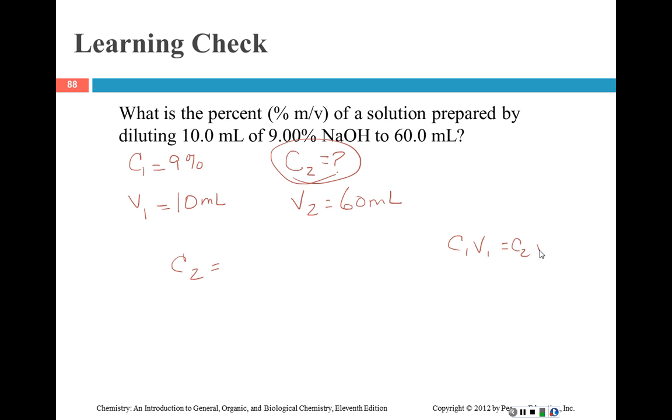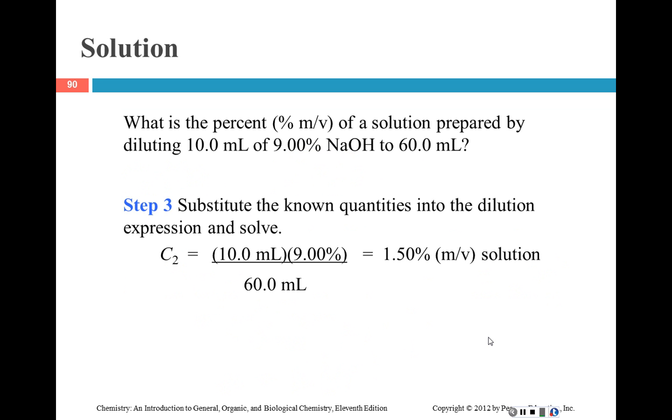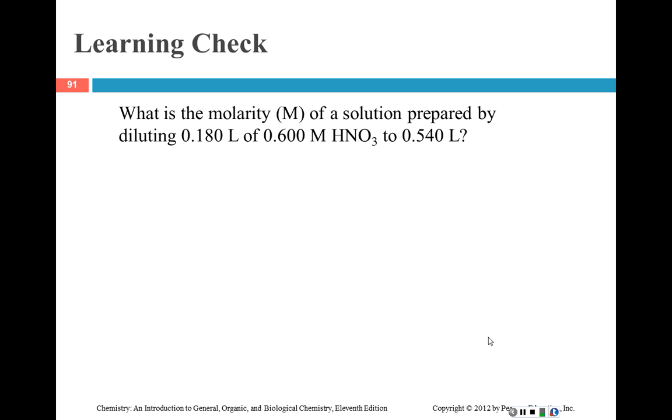You remember C1V1 equals C2V2, so C2 equals C1V1 over V2. C2 equals 9% times 10 milliliters divided by V2, which is 60. So C2 is going to equal 90 divided by 60, basically, and I get 1.5%. So what's that telling me? It's telling me that if I take 10 milliliters of a 9% solution and add enough water to bring it up to 60 milliliters, it'll now have a new concentration of 1.5% mass volume. Even though it's math, it's not that hard, right?